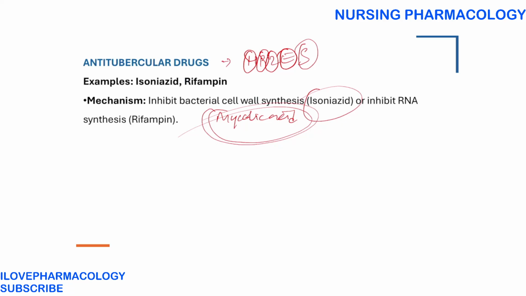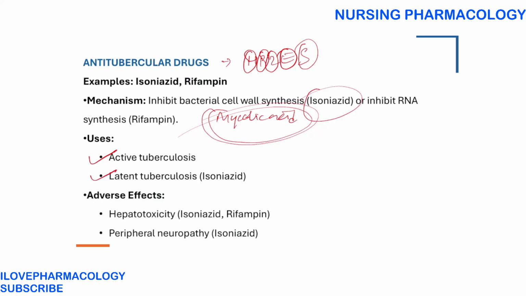Whereas the rifampicin is going to inhibit the RNA synthesis. So these are used for active tuberculosis as well as latent tuberculosis. The side effect will be, all of these anti-tubercular drugs are more prone to hepatotoxicity, and isoniazid will cause peripheral neuropathy, and ethambutol can cause optic neuritis.